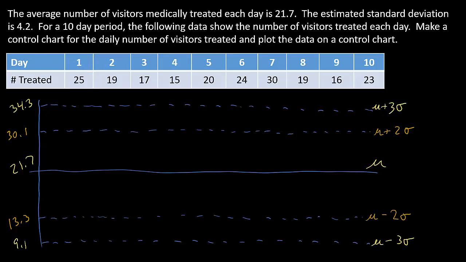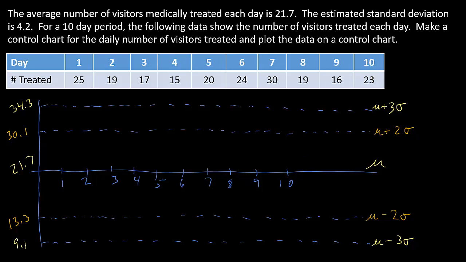All right, so well, first, I guess what we need to do is let's go ahead and mark off the, let's see, I need 1, 2, 3, 4, 5, 6, 7, 8, 9, 10. So I got 1, 2, 3, 4, 5, 6, 7, 8, 9, and 10. I got 10 days. All right. So now let's plot the points and see what happens.